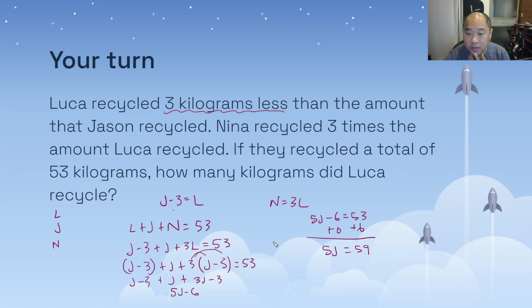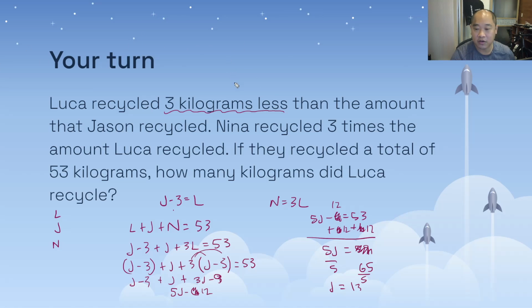59? Did I do something wrong here? Yes, I did, because 3 times 3 is actually negative 9. So this is actually negative 12, which means we should have added 12 on both sides, and this should actually be 65. So we're going to divide both by 5, and we'll get 13. Is that right? I'm a little bit worried that I did this wrong.